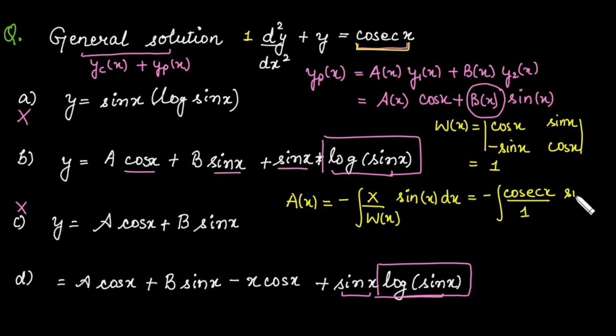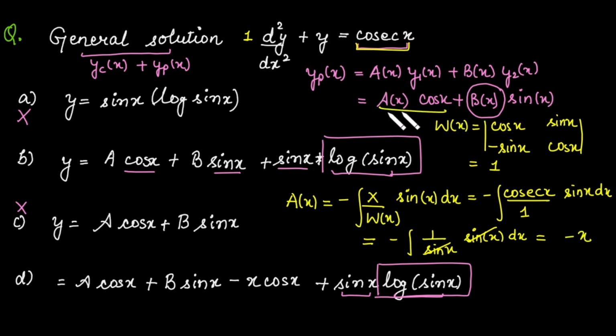This sin of x stays as it is. This can be written as minus cosecant, which is 1 by sin of x, into sin of x. So sin x gets cancelled with sin x, and we have only 1 here. What is the integration of 1? That is x, and this negative sign stays as it is. So this is the value of a of x.